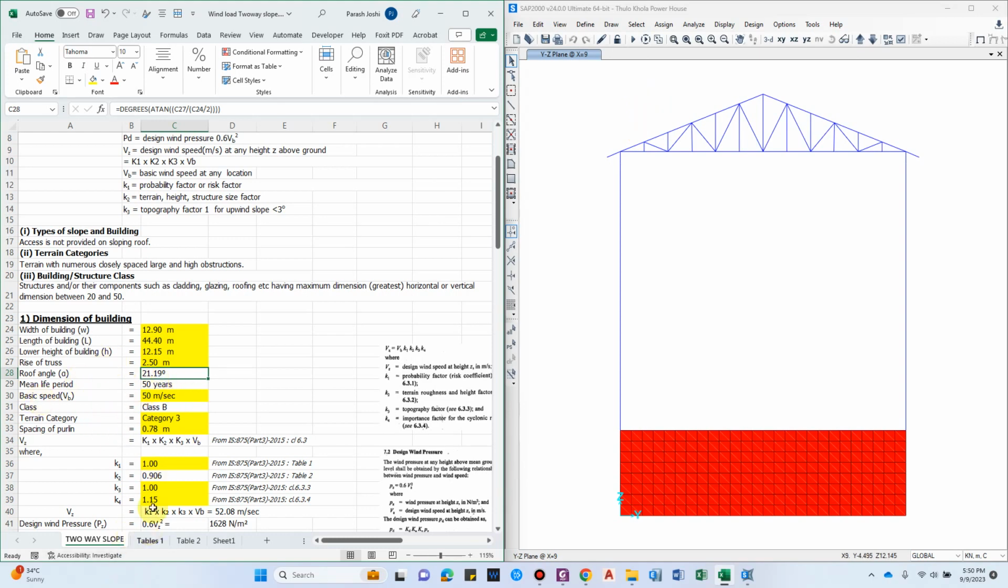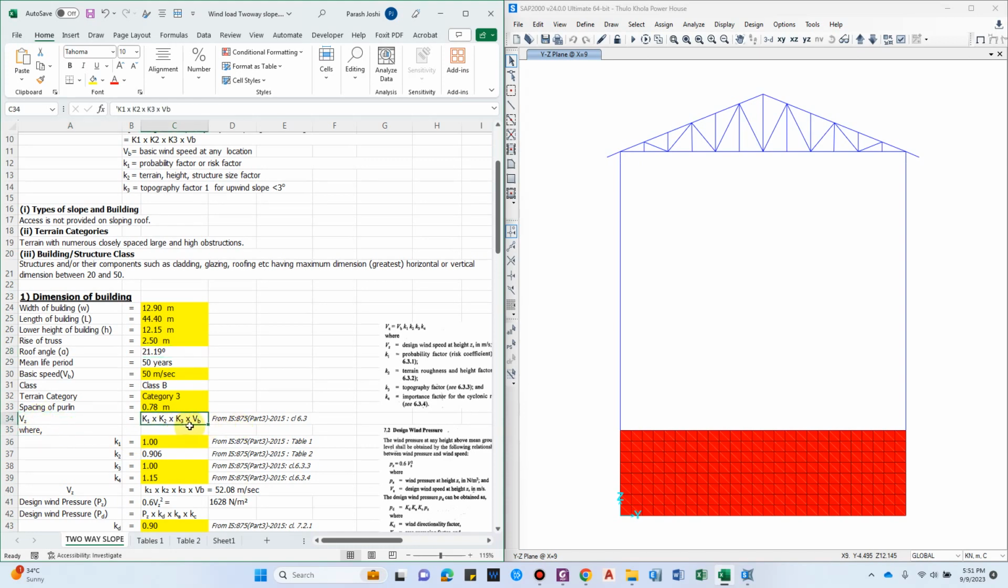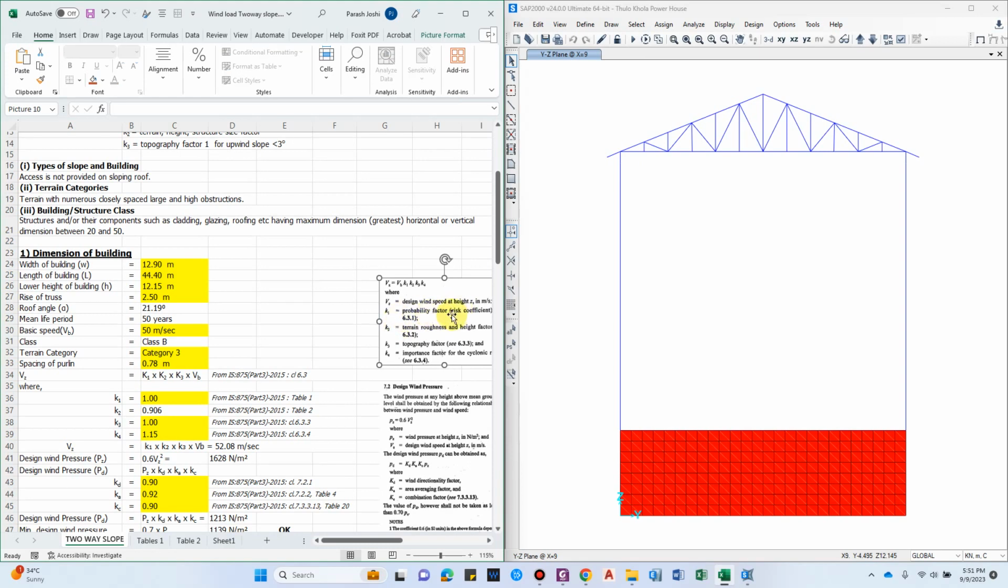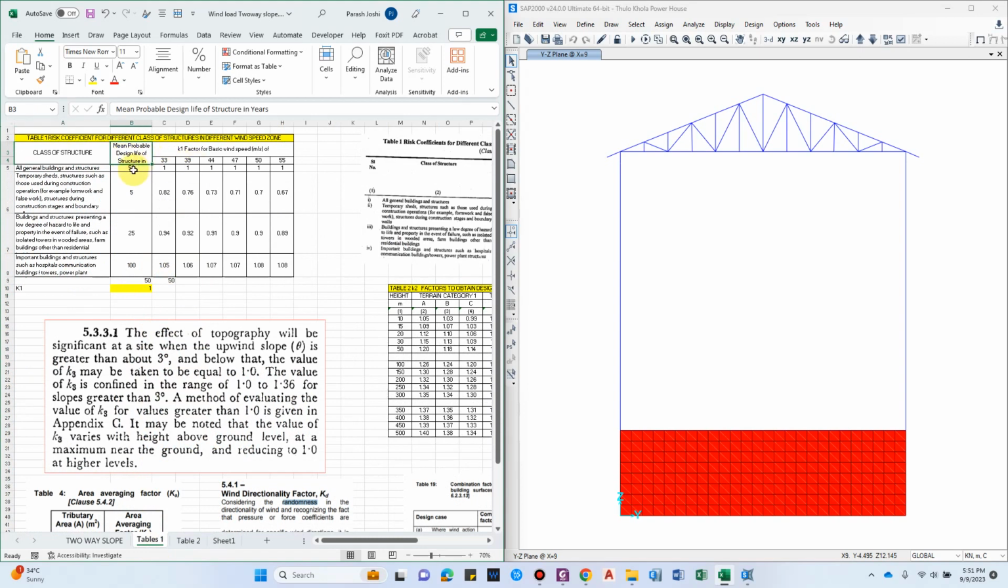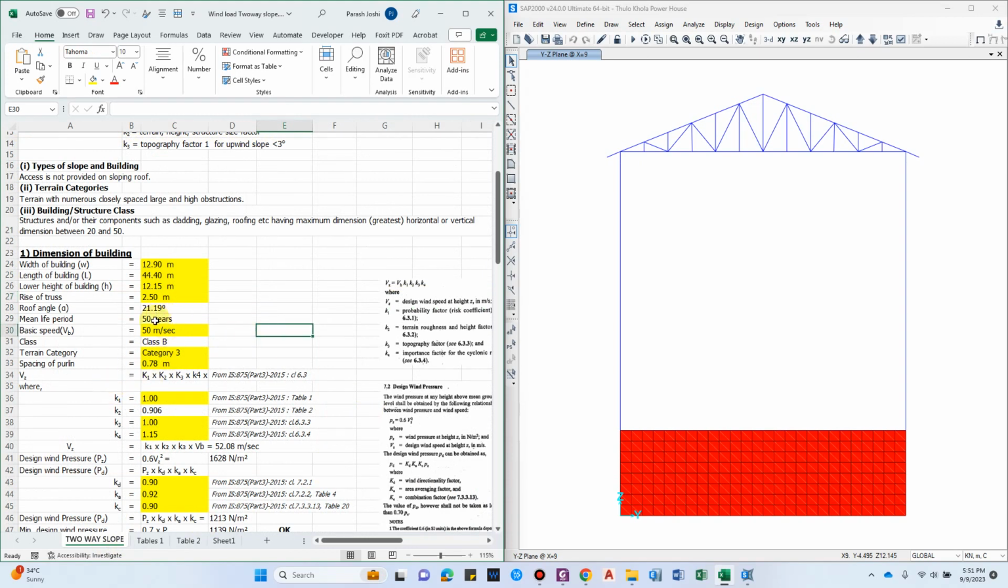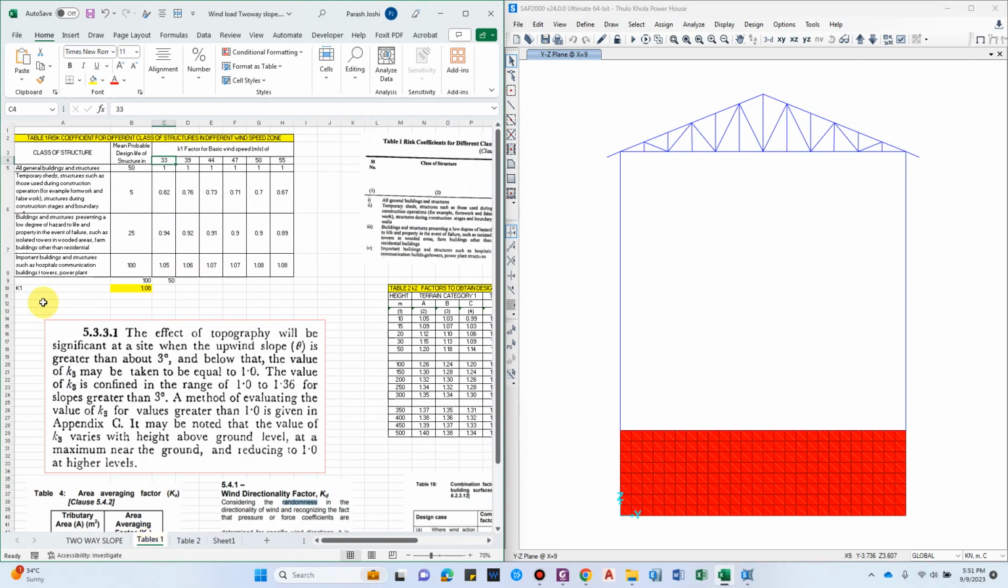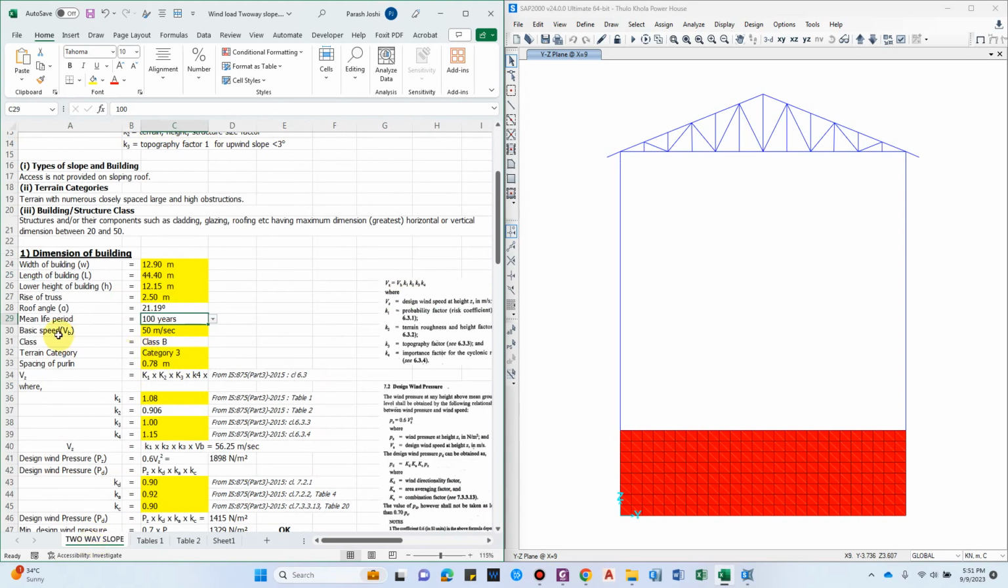Now coming back to the formula, K1, K2, K3 into Vb. We get the regional speed for that location, and that has to be multiplied by the parameters K1, K2, K3, which are the design probability factor, terrain roughness factor, topographic factor, and importance factor. For computing the probability factor, we require the mean probable design life of the structure and the design wind speed. In our case the structure is very important, so the mean life period will be 100 years, for important buildings, and the basic wind speed is 47 meter per second. You can check that from the map as well.